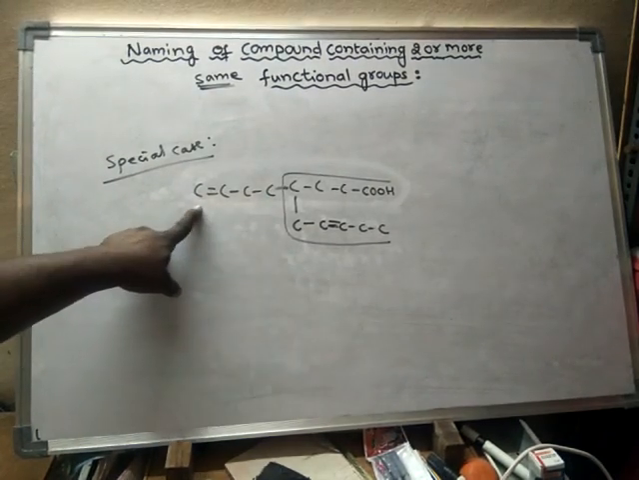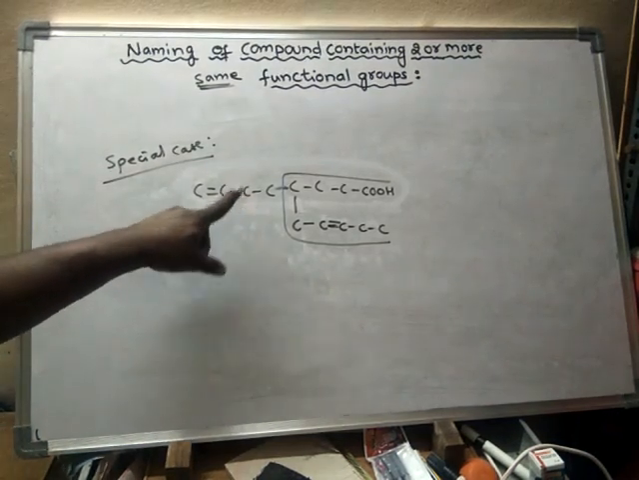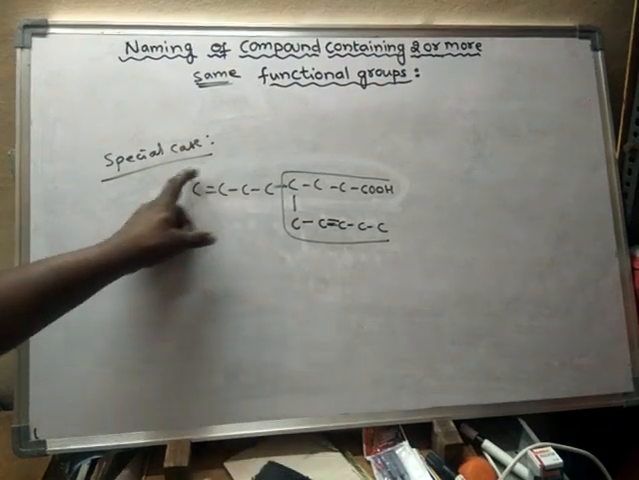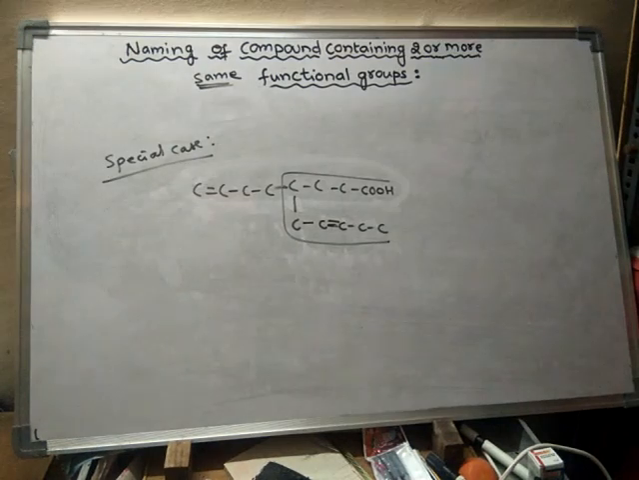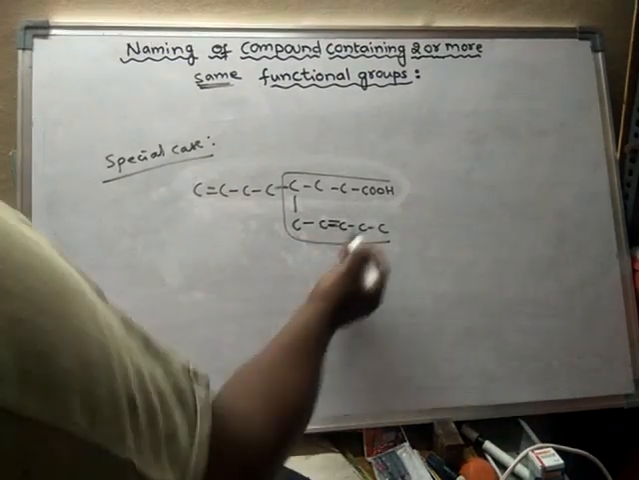Though it is not a branched side chain, still it is considered a complex side chain, and we have to write this side chain name in the bracket, because a complex side chain should be written in the bracket. So remember. Okay, so now give the name of this compound.